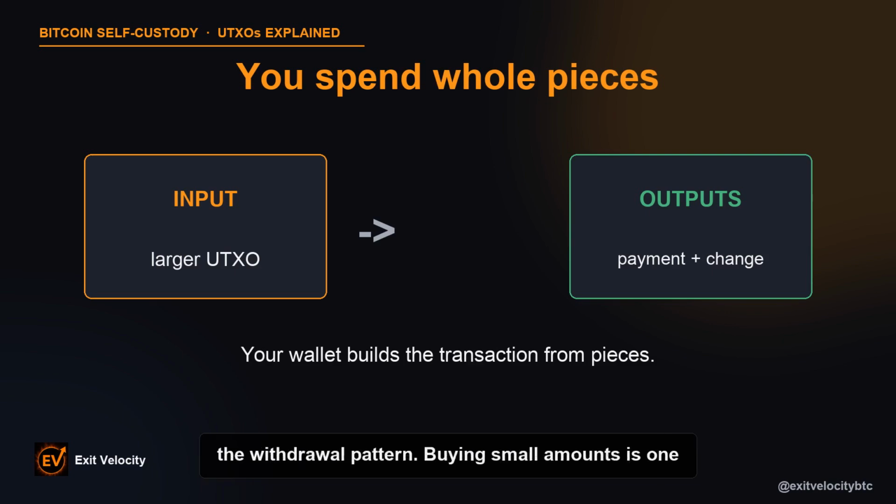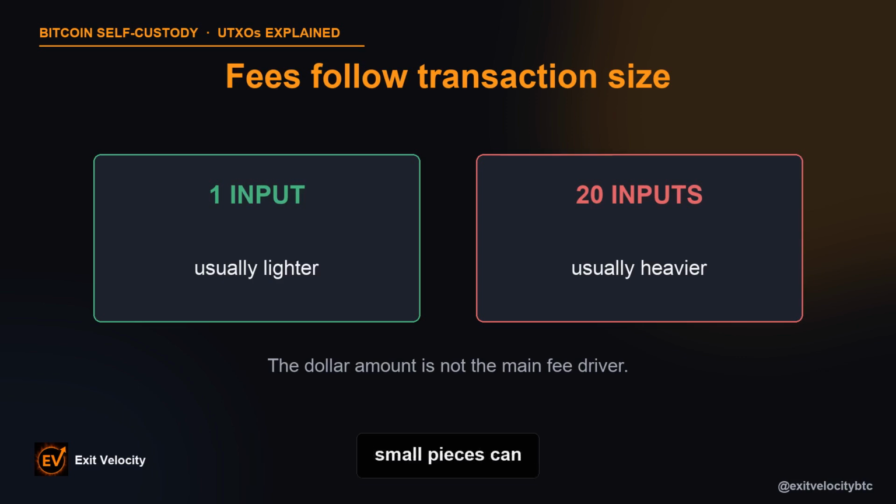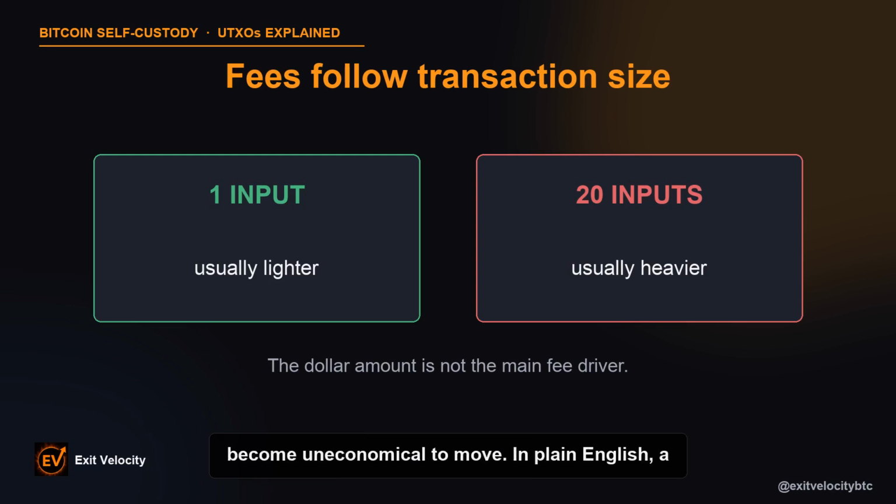The issue is the withdrawal pattern. Buying small amounts is one thing. Creating hundreds of tiny on-chain pieces is another. When fees are low, you may not notice. When fees are high, some small pieces can become uneconomical to move. In plain English, a tiny piece of Bitcoin might cost a painful percentage of itself to spend.